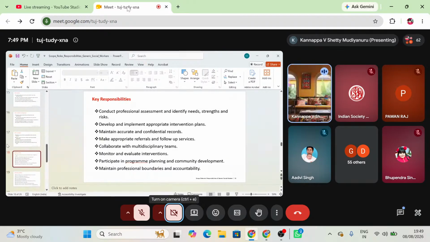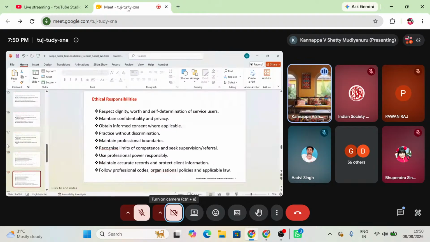So responsibilities, predominantly, what are generic social workers responsible for? Conduct professional assessment and identify needs, strengths, and risks. Develop and implement appropriate intervention plans. Maintain accurate and confidential records. Make appropriate referrals and follow-up services. Collaborate with multidisciplinary teams. Monitor and evaluate interventions. Participate in programs, planning, and community development. Maintain professional boundaries and accountability.